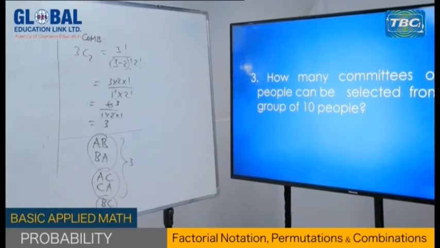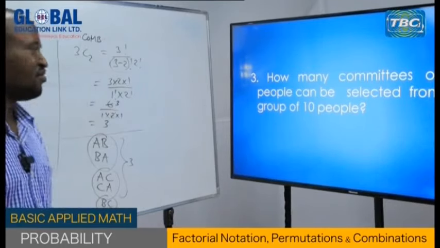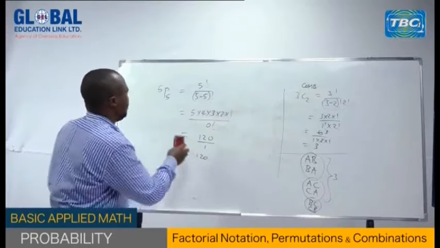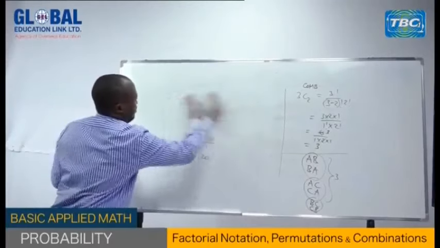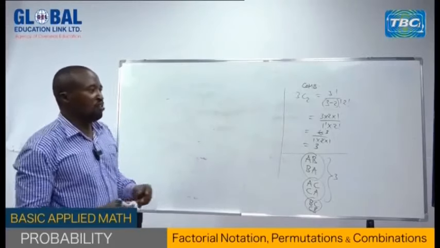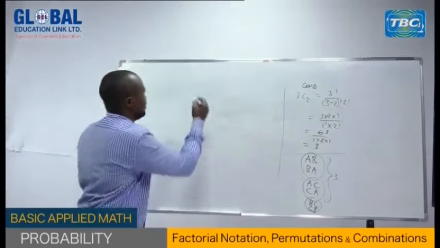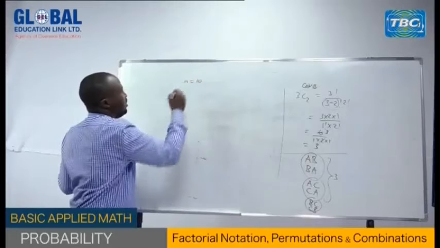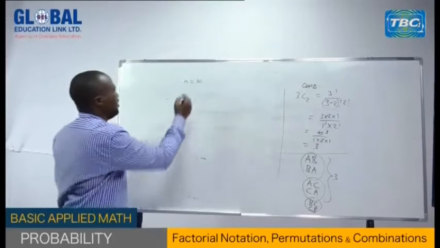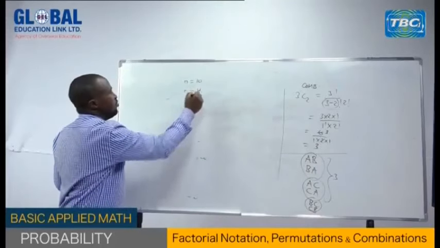My dear student, in the selection of a committee, the order is not important. This question falls in combination. Therefore, we could say, remember we have a total of 10 people, that is n is equal to 10, and we need only to choose 4. Therefore, r here is equal to 4.